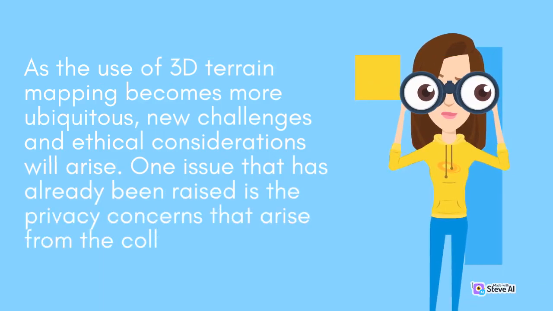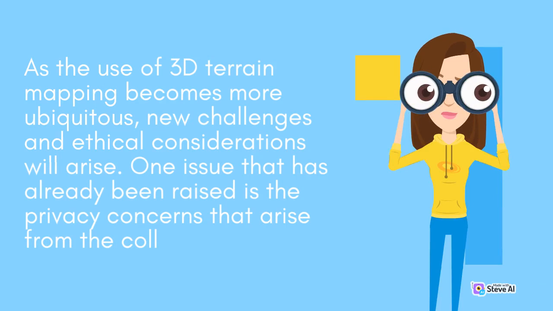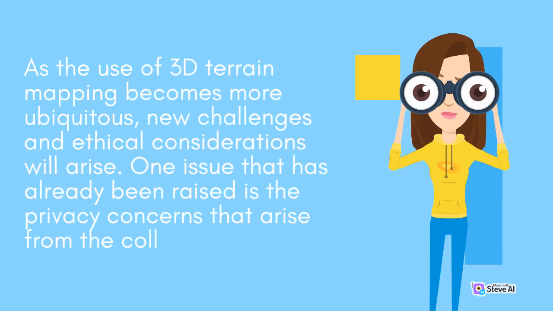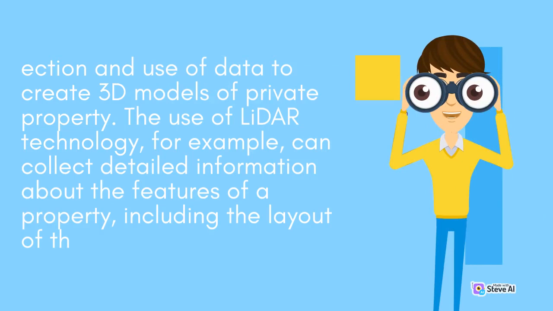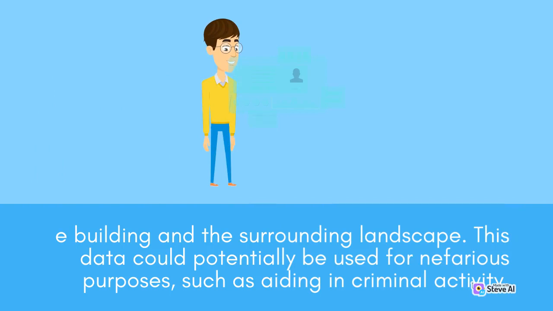As the use of 3D terrain mapping becomes more ubiquitous, new challenges and ethical considerations will arise. One issue that has already been raised is the privacy concerns that arise from the collection and use of data to create 3D models of private property. The use of LiDAR technology, for example, can collect detailed information about the features of a property, including the layout of a building and the surrounding landscape. This data could potentially be used for nefarious purposes, such as aiding in criminal activity.